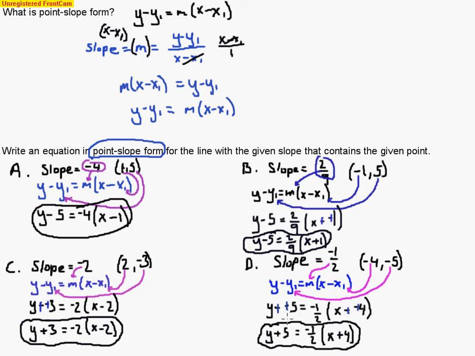So those are problems where they ask us to put it in point-slope form. The next set of directions is going to ask us to put it in slope-intercept form. We'll see that in part 2.